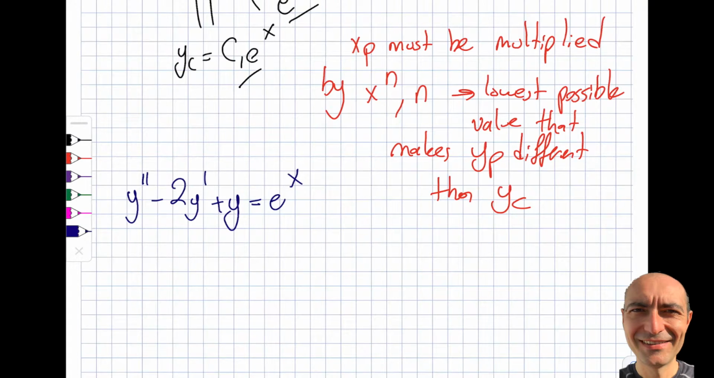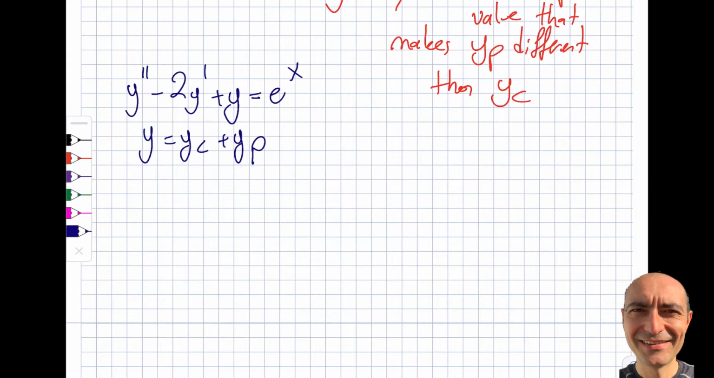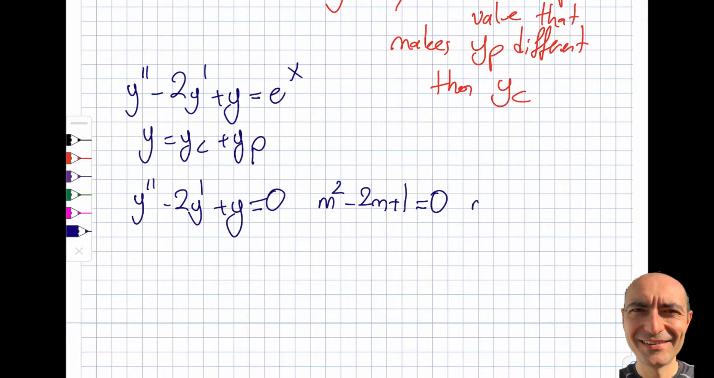All right, good. So what I will do is look at the homogeneous equation first, because y is equal to yc plus yp. So I need to find my complementary solution. y double prime minus 2y prime plus y is equal to 0. If I write the auxiliary equation, m squared minus 2m plus 1 is equal to 0. And you can see this is (m minus 1) squared, isn't it, equal to 0. So I get a double root right there, which is 1. I did it a little bit fast, so hopefully you were able to catch up.